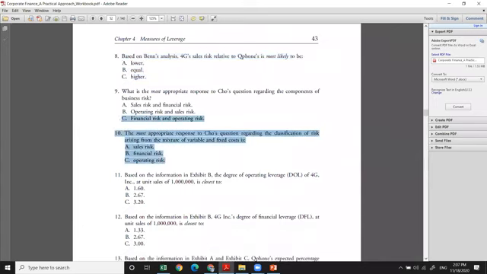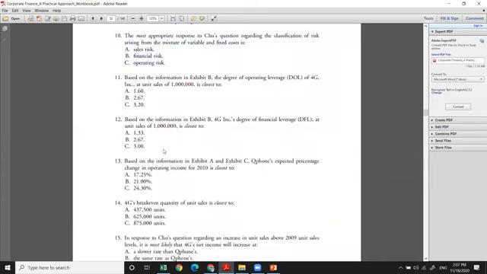Okay. Now I will go with question 11, the calculation part. First of all, based on the information in exhibit B, calculate the degree of operating leverage of 4G. Unit sales of 1 million. So degree of leverage using the same formula, DOL: Q times price minus variable cost, divided by Q times price minus variable cost minus fixed operating cost. So what we're doing here, Q is 1 million.